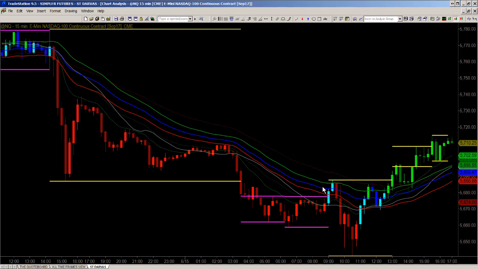So one level we could have looked at with an 80 fill, 81, 82, 83 fill would be 5797, 5697, 5698.